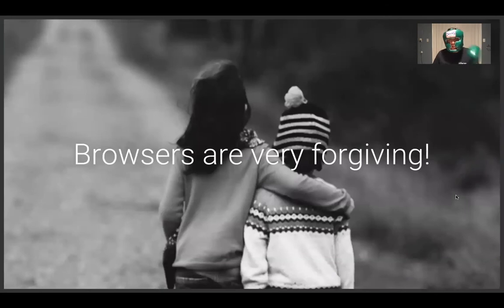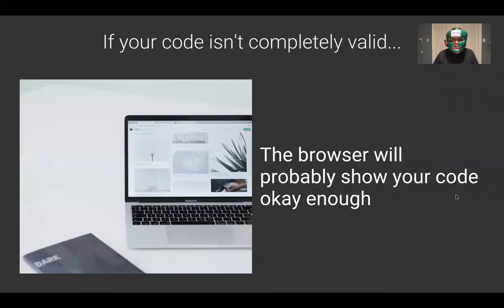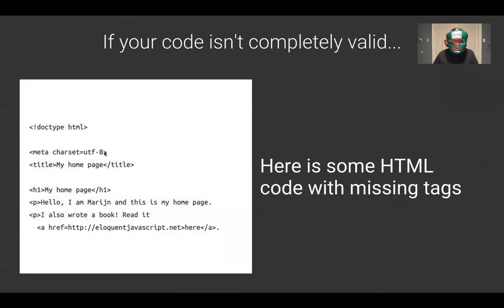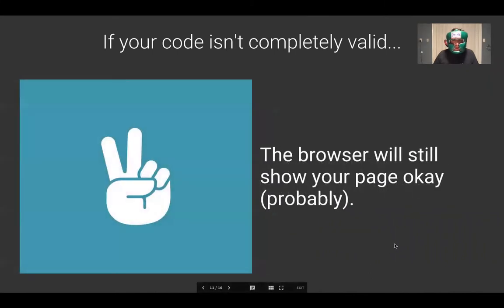But here's the thing. Browsers are very forgiving. If your code isn't completely valid, the browser will probably show your code okay enough. So here's some HTML code with missing tags. If you take a quick look at this over here on the left, there's missing closing P tags. There's quotes missing around this href here. And there's no head tags or body tags. So kind of a mess. But the browser will probably still show your page okay. I say probably, almost.